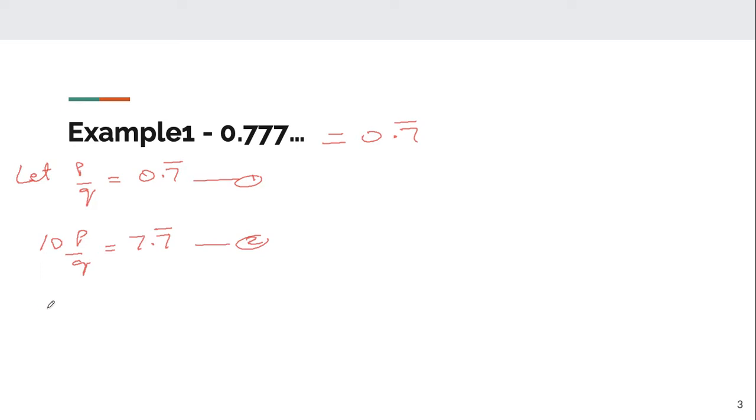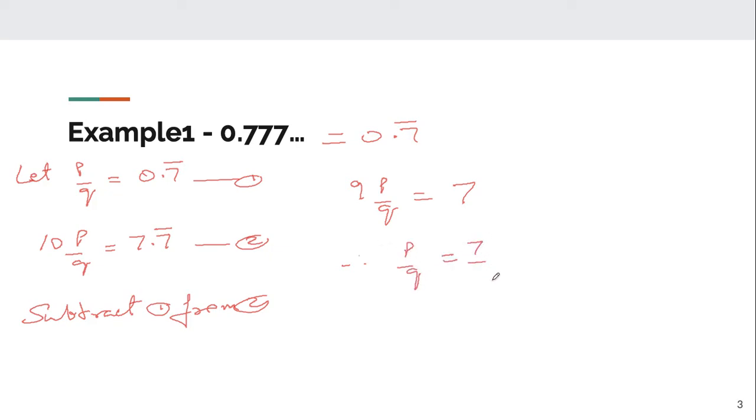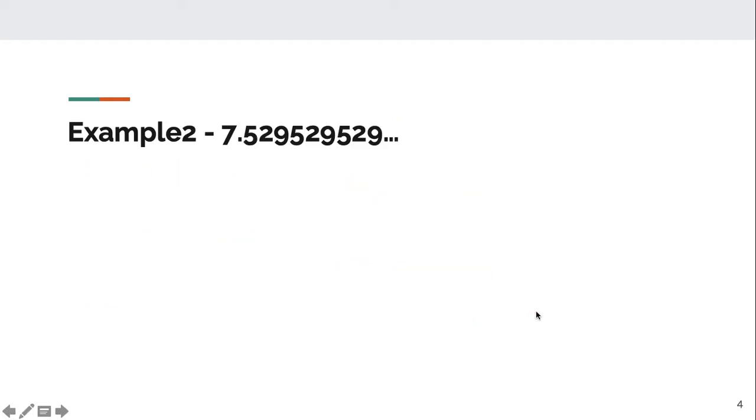Step number 3 is subtract. So subtract 1 from 2. So we will subtract LHS from LHS and RHS from RHS. So 10 p by q minus p by q is 9 p by q, which equals 7.7 bar minus 0.7 bar, which is just 7. Therefore, when we simplify in the last step, p by q will be equal to 7 by 9. Simple, 7 by 9. Let's look at another example.